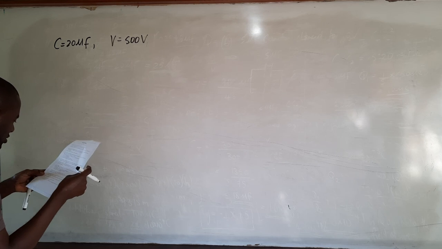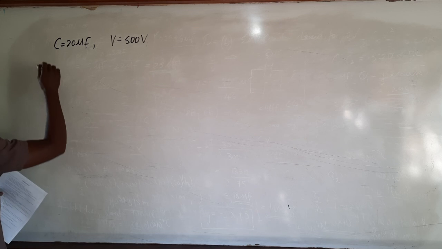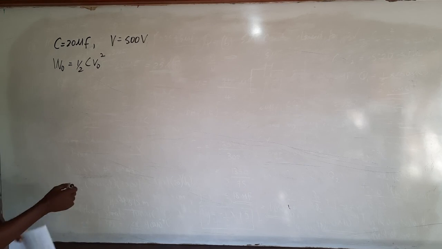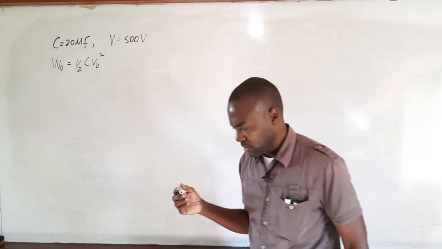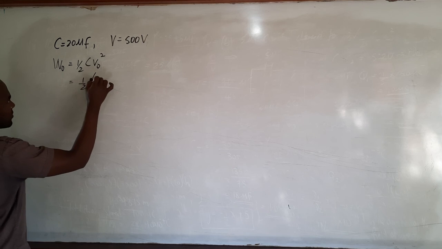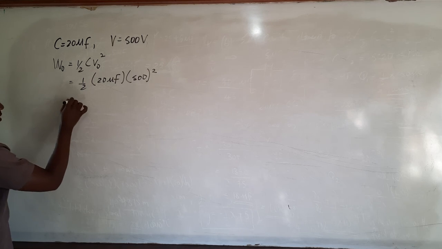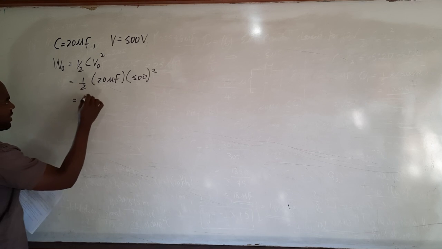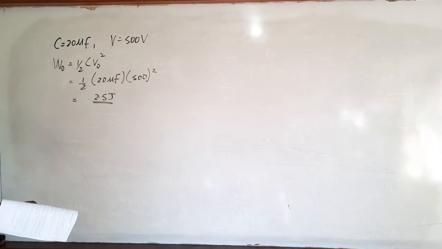And therefore the initial energy stored, let's call that W. So the initial energy stored, W naught, is equal to a half CV naught squared. Since it is the initial energy, we use the subscript 0. So W naught is equal to a half CV squared. So this gives us a half times 20 microfarads times 500 squared, and this should give us 2.5 joules. So the initial energy stored is 2.5 joules.